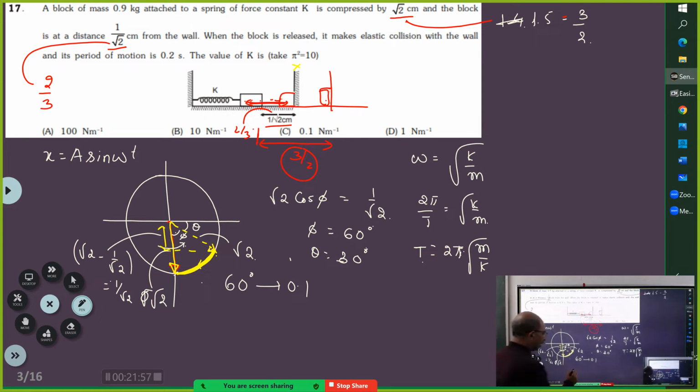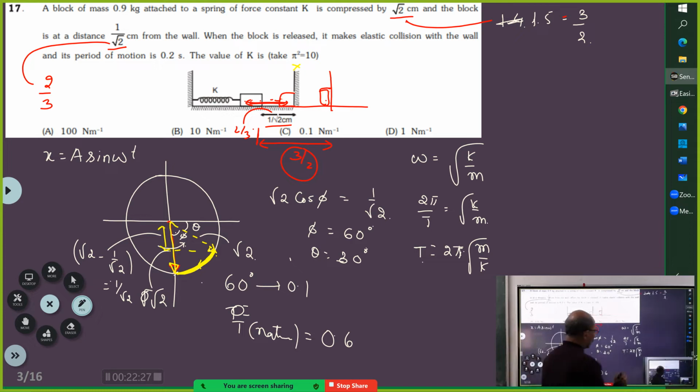Then the period T would be in its natural condition, that is, without the wall. Okay, it would have been how much? 0.1, it would have been 0.6. Clear? That's what we can conclude. Right. Okay. So, shall we proceed? So, this is going to be 0.6.